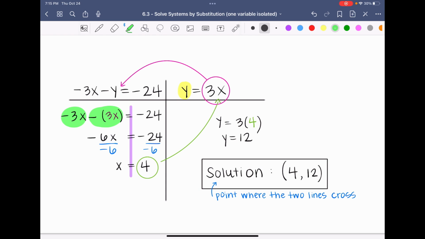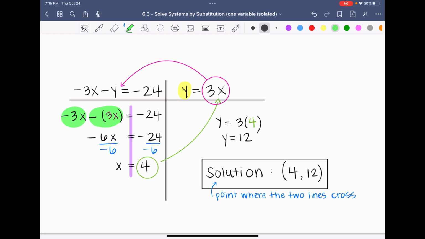Once you have the 3x plugged in for the y, you can combine like terms. So negative 3x, take away 3x gives you negative 6x. And then we'll finish this equation by dividing both sides by negative 6. So negative 24 divided by negative 6 gives us positive 4. So the x value on this one is positive 4.